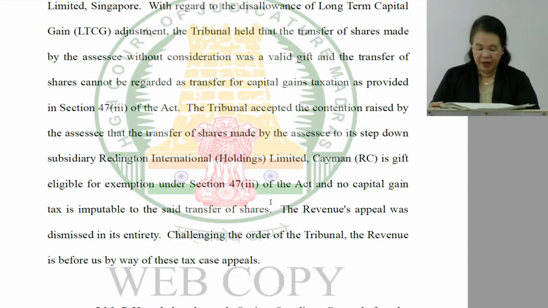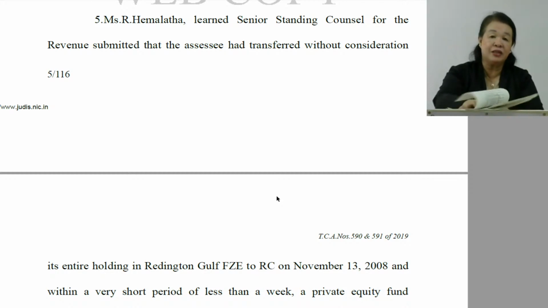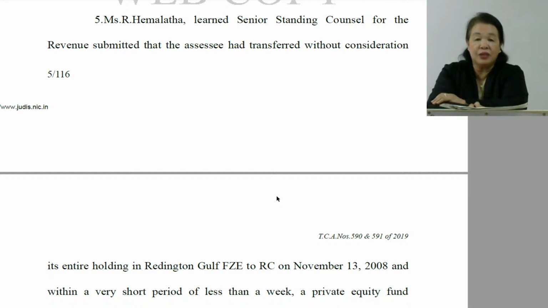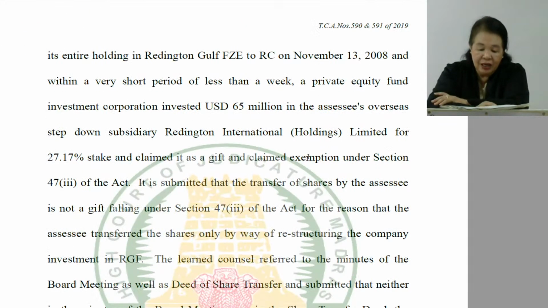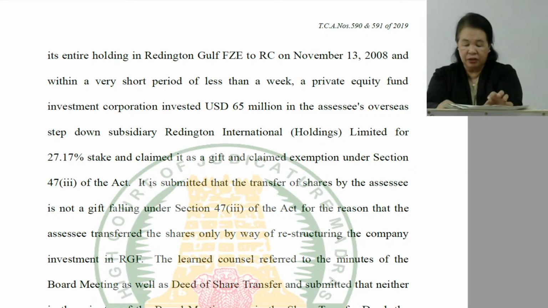Okay. Ms. R. Himalata, learned senior standing counsel for the revenue, submitted that the assessee had transferred without consideration. So, anong contention ng tax authority o yung pinaka-BIR nila? Sabi nga, the Redington daw transfer it in its entirety, its entire holdings in Redington Golf FCA to RC. RC, ito yung sa Cayman Island, no? Ito yung Redington International Holdings Limited, Cayman, or RC in short, no?